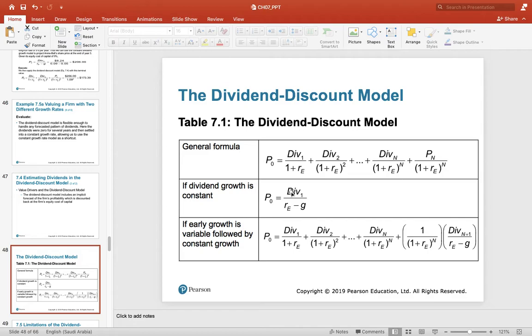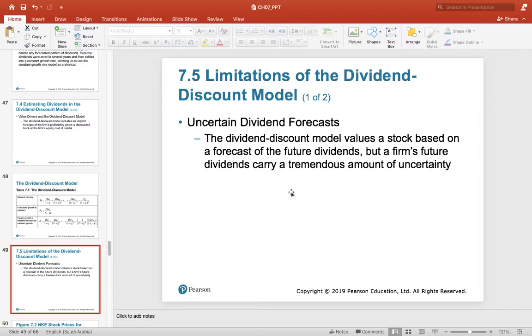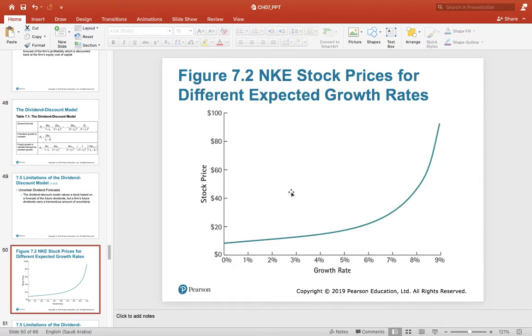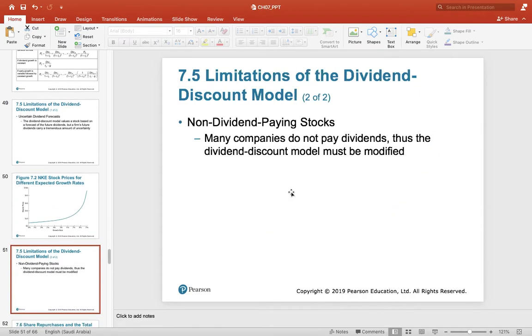One is when the horizon period is clear. Second is when the dividend has normal growth. Third one is when there is supernormal growth for a few years, and then it becomes normal growth. The problem with the dividend discount model is that when there is uncertainty in the dividend payment, you cannot use the dividend growth model. And here you just saw the graph of Nike stock projected with 1% growth to 9% growth. At 1% growth, the stock price is somewhere around $8 or $9. And at 9% growth, the stock is maybe around $90. So the higher the growth, the higher the price.